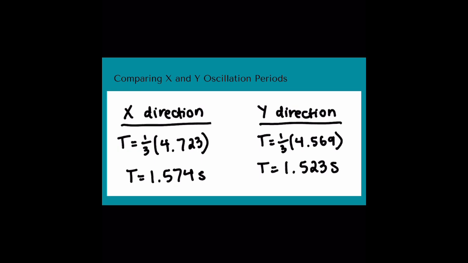Finally, we can find the oscillation periods in both the x and y direction by taking the average of the first 3 periods from each graph. In comparing them, we see that the periods are different based on which direction you calculate it from. This will affect dependent variables, such as spring constant.